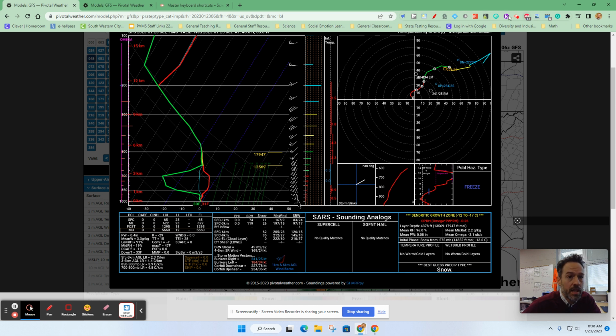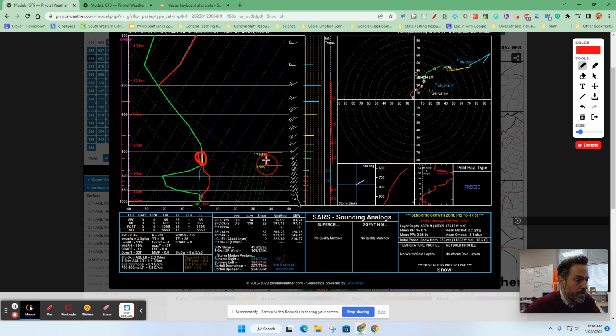Now, one thing that we do have is this area right here is the big snowmaking region of the atmosphere. And that region is really deep in the atmosphere. So this is going to be a very efficient snowmaker, and the snow should fall pretty rapidly. But it's falling into a very dry column of air right here. So this green line shows us moisture in the atmosphere. So we're seeing some really good snow production falling into a very, very dry column of air.